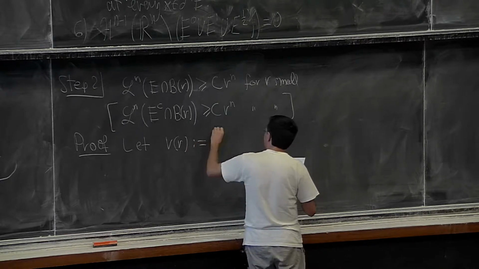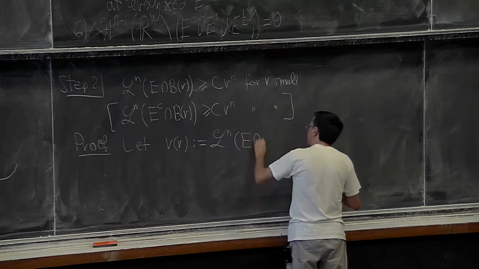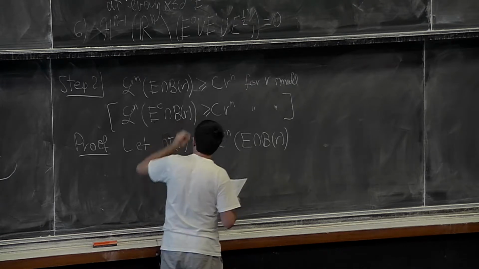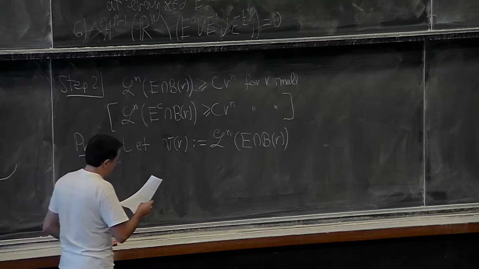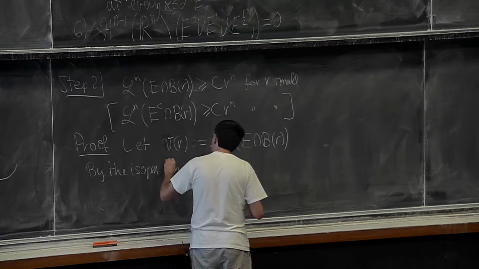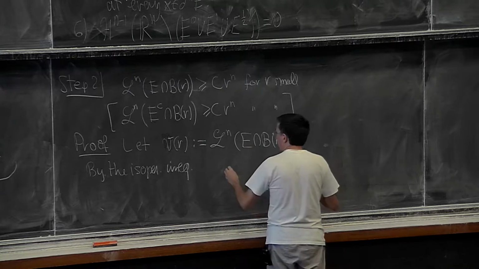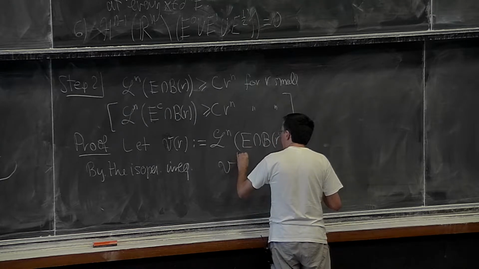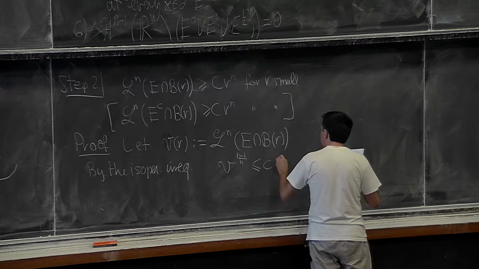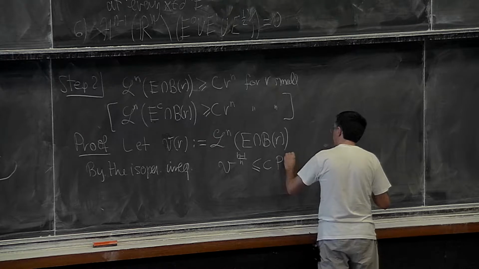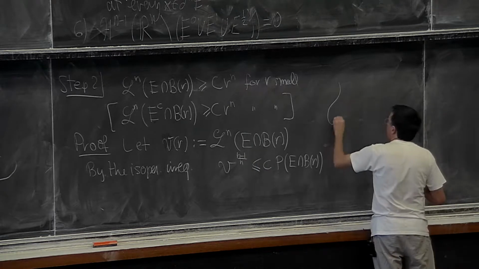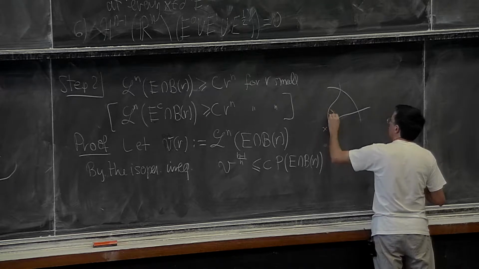And now, this should be a V. And now, by the isoperimetric inequality, we know that the volume to the power n minus 1 over n should be controlled from above, up to some constant, by the perimeter of this set. So I'm applying the isoperimetric inequality to this set here.